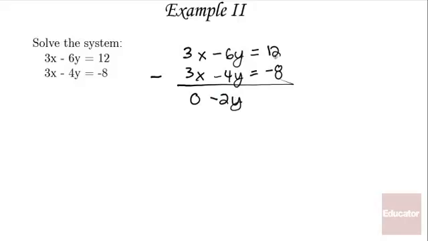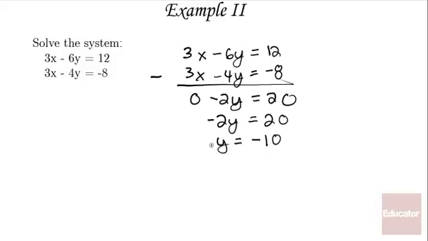Then I'm going to have 12 minus negative 8. And then minus negative 8 is actually a positive. So what I'll end up with is 20. So when I go ahead and solve this out, I get minus 2y equals 20, which is going to give me y equals negative 10.